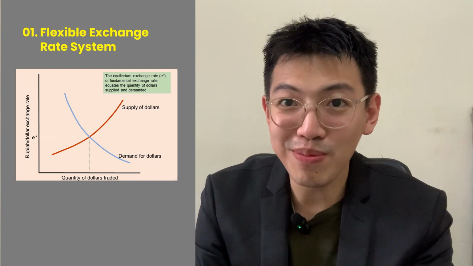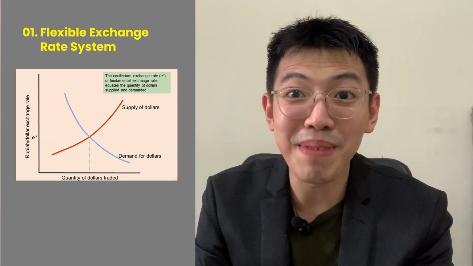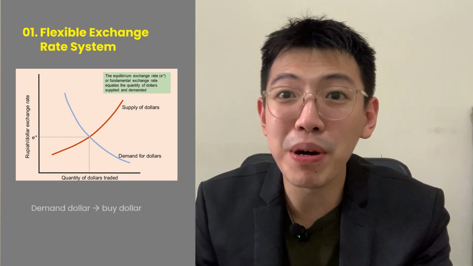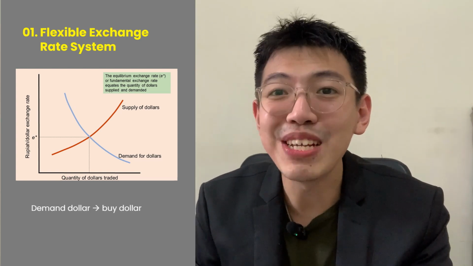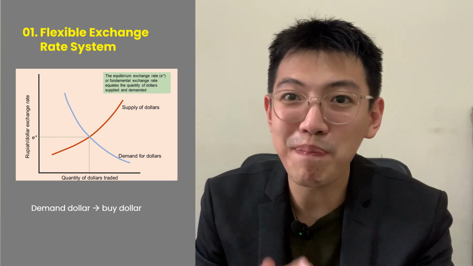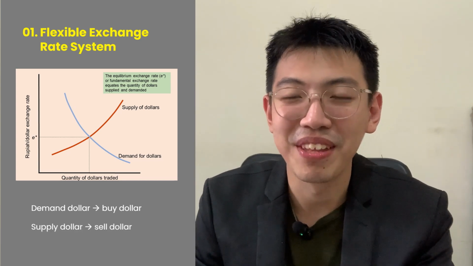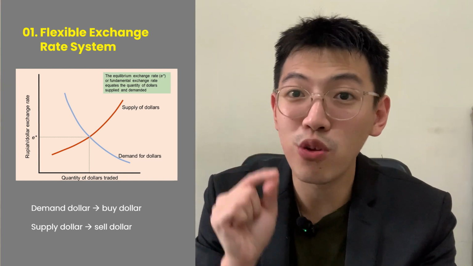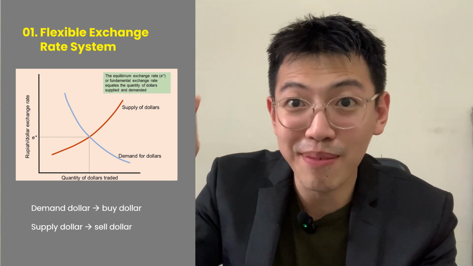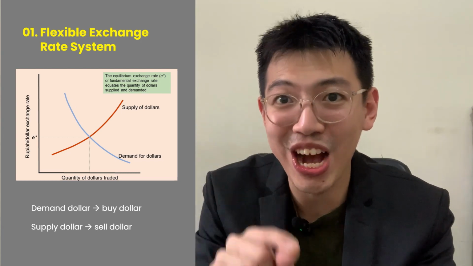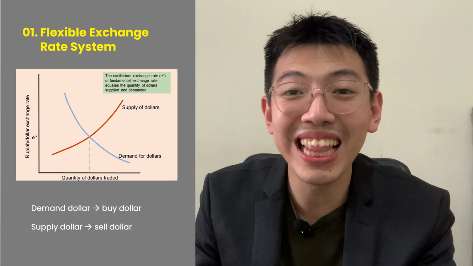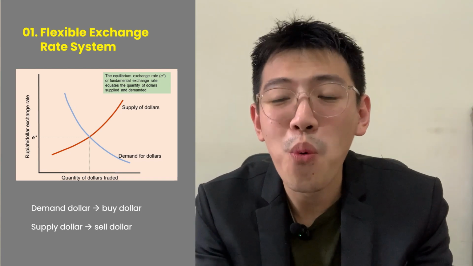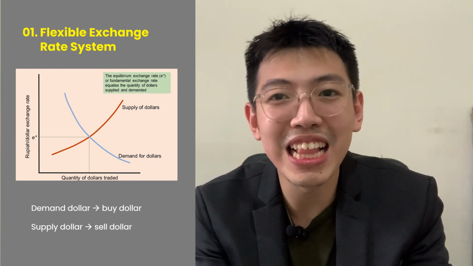There are two terms that you have to understand about demand and supply. Demand dollar, it means people buy dollar. Supply dollar means people sell dollar. The example is like this. When I want to convert my rupiah into dollar, it means I buy dollar and I sell rupiah. Is it clear, right? Now, I want to ask you, what cause people sell dollar?